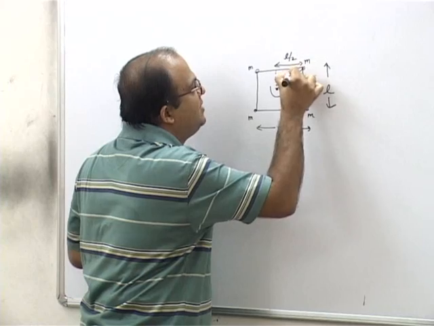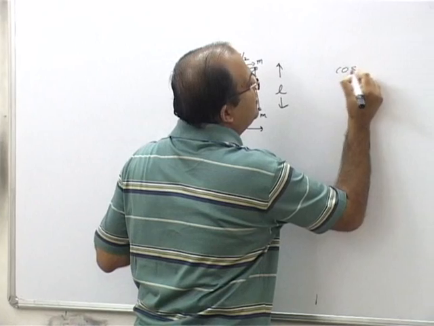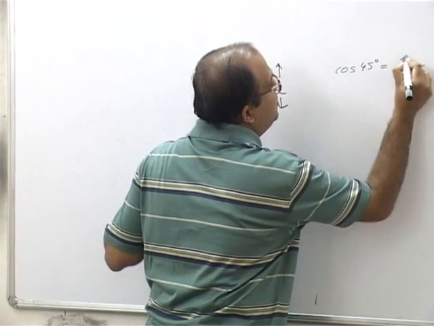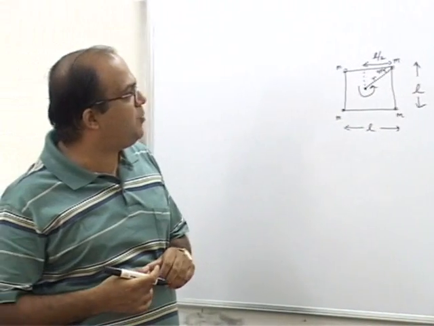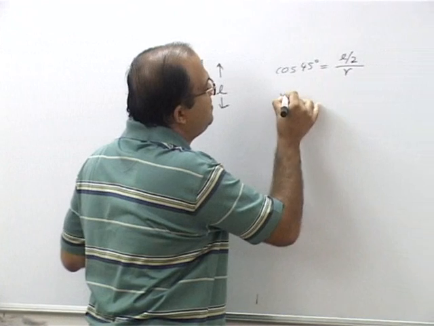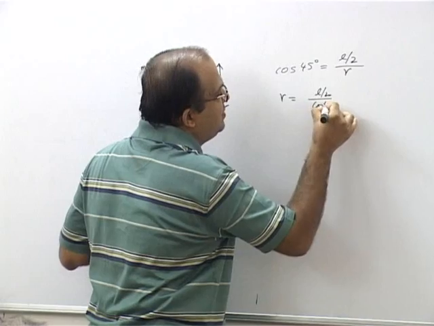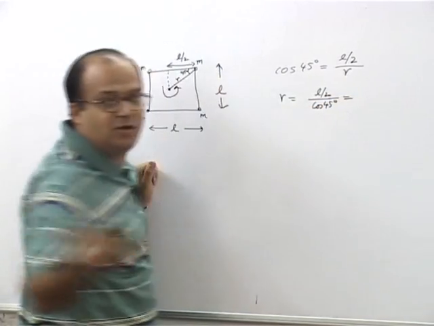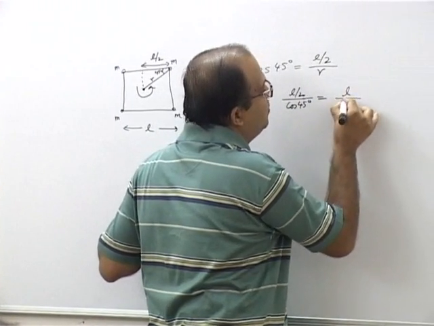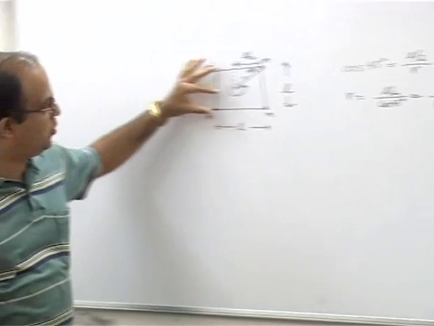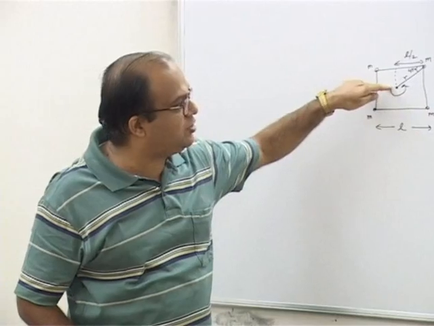This will be 45 degrees. You can easily see cos 45 degrees will be L by 2 upon r, adjacent side by hypotenuse. So r will become L by 2 upon cos 45 degrees. Cos 45 degrees, all of us know is 1 by root 2. So root 2 will come upstairs, you will get L by root 2. So L by root 2 is the distance of each of these point masses from the axis of rotation.